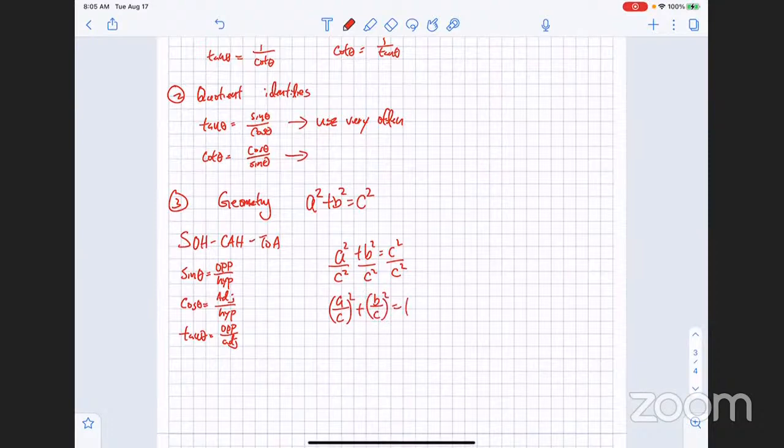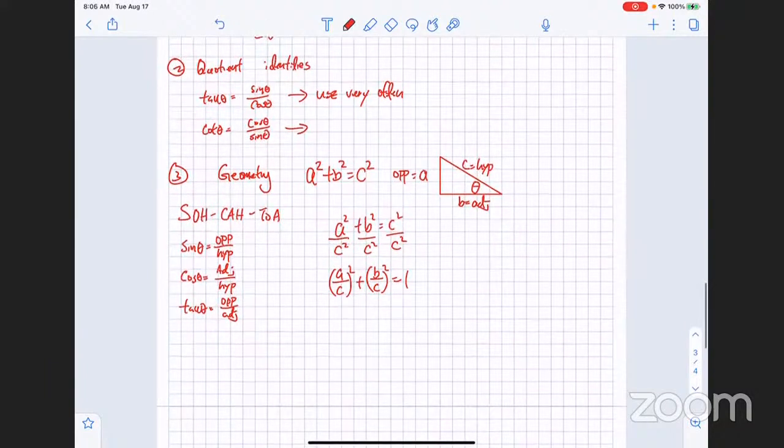Now let's talk about this. Just hypothetically, I have a triangle, and we're going to call this angle delta. A is equal to opposite, B is equal to adjacent, and C is equal to hypotenuse. So if I have A over C, also known as opposite over hypotenuse, plus adjacent over hypotenuse, and those both squared equal to 1. Since the opposite over hypotenuse is also known as the sine of theta, it's going to be sine squared theta plus cosine squared theta is equal to 1.